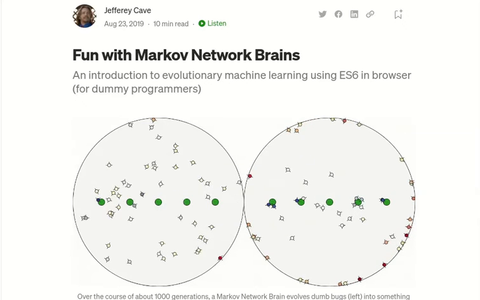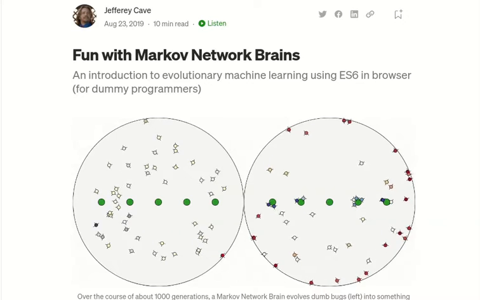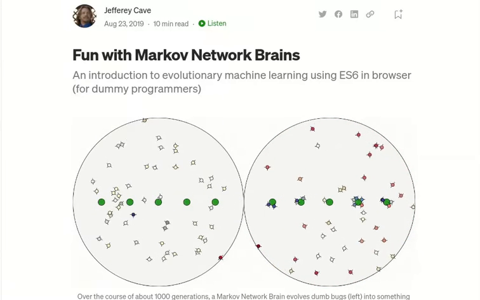Fun with Markov Network Brains, an introduction to evolutionary machine learning using ES6 in browser for dummy programmers, by Jeffrey Cave on August 23, 2019.